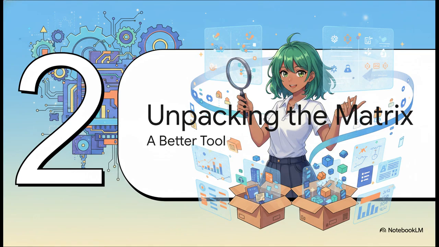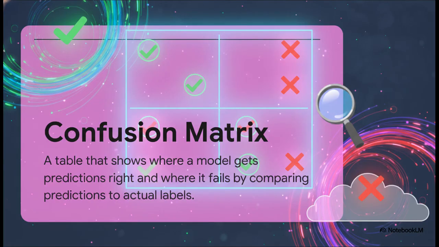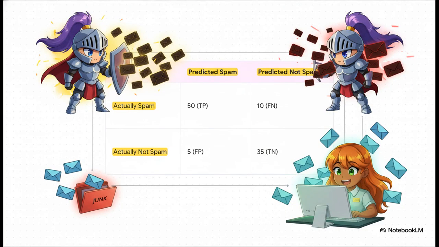We need a better tool, something that gives us a much more detailed breakdown of what's going right and what's going wrong. It's time to open up the developer's toolbox and unpack the confusion matrix. Now, the name confusion matrix sounds a little intimidating, but it's actually super simple. It shows you exactly how your model is getting confused. Think of it less as a single score and more as a detailed report card. It doesn't just tell you if a prediction was right or wrong, it tells you the type of right and the type of wrong. Let's make this real with a spam filter.